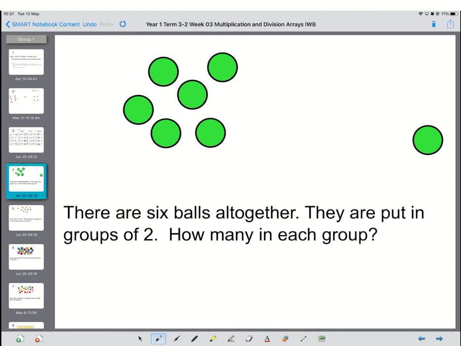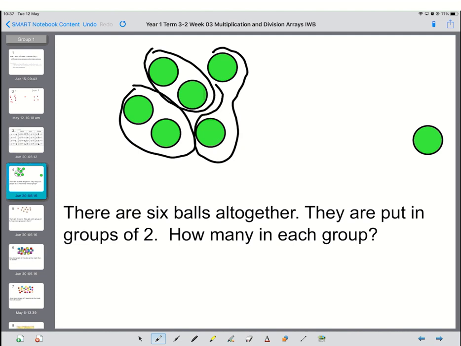I'll tell you, grown up, what you think we need to do. Start the video again when you're ready. Right, I'm pretty certain you will have said that we need to get groups of 2 together. Now, the best way to do that is draw circles around them. So that's 1 group of 2. That's 2 groups of 2. And this is 3 groups of 2 now.